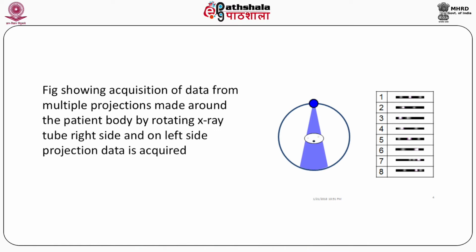The transmitted radiations are detected, and each projection takes thousands of data. That means about 700 to 800 detectors are mounted in one row, and therefore 800 data are collected when the X-ray beam is fired from one projection. As I told you, thousands of projections are taken.